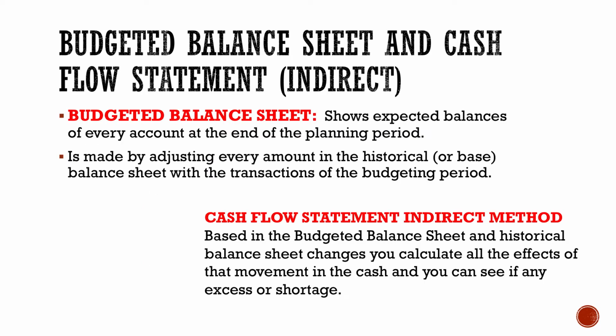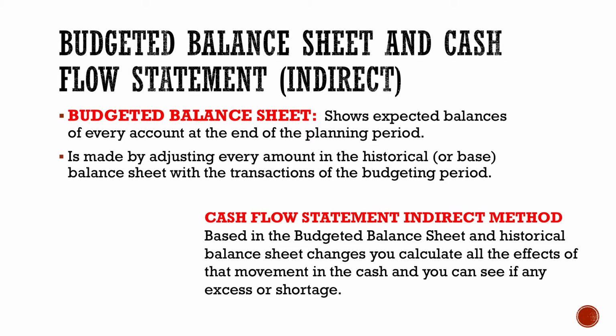Okay. Budgeted balance sheet and cash flow statement using the indirect method. First, you have to work on the budgeted balance sheet. It shows expected balances of every account at the end of the planning period. It is made by adjusting every amount in the historical or base balance sheet with the transactions of the budgeting period. We will see this in class.